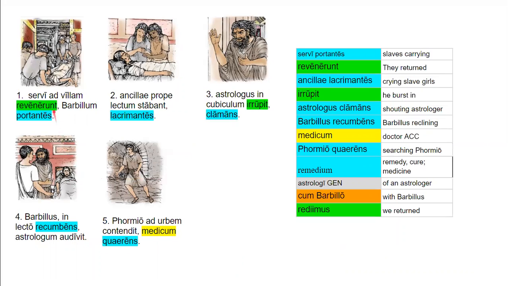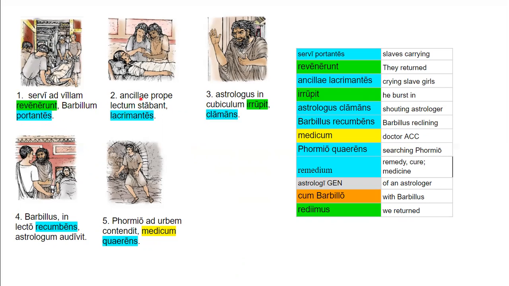All righty. So this first sentence is: the slaves returned to the house carrying Barbilus. So portantes is a present active participle that is describing the slaves. The slaves, what kind of slaves are they? They're the slaves carrying Barbilus. Now notice that portantes is taking Barbilum as a direct object. So the slaves, what slaves? The slaves carrying what? The slaves carrying Barbilus.